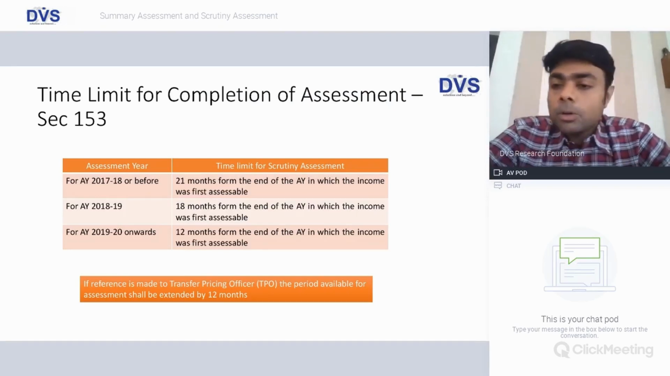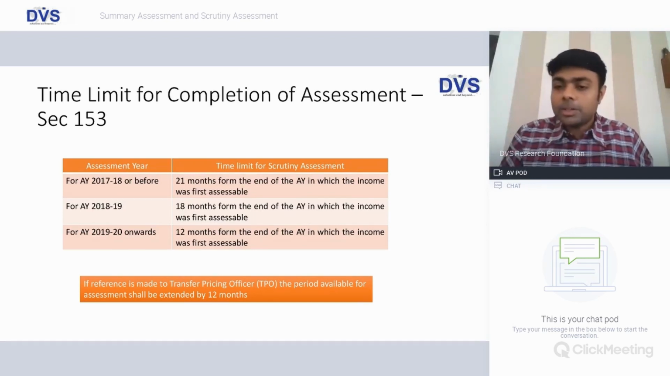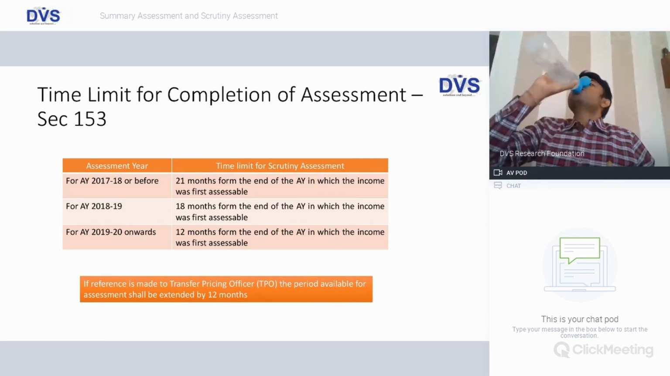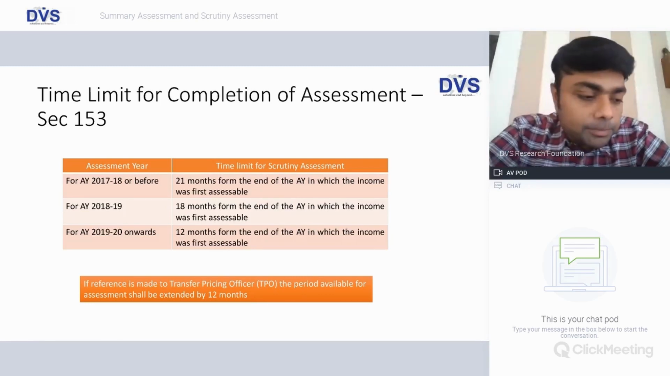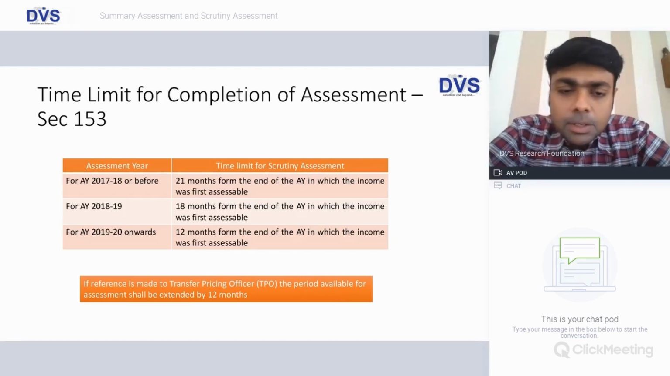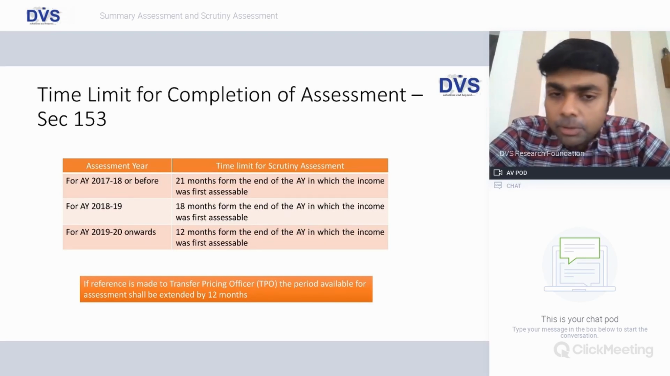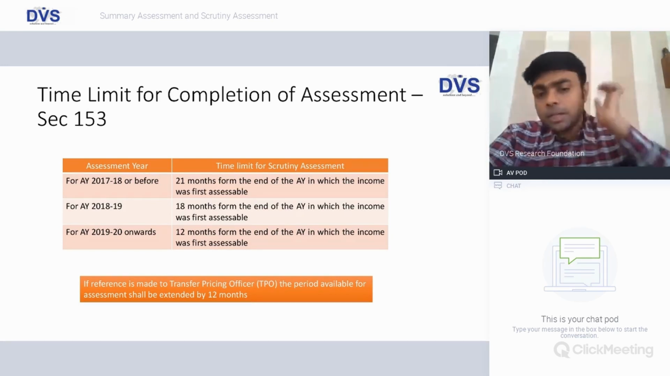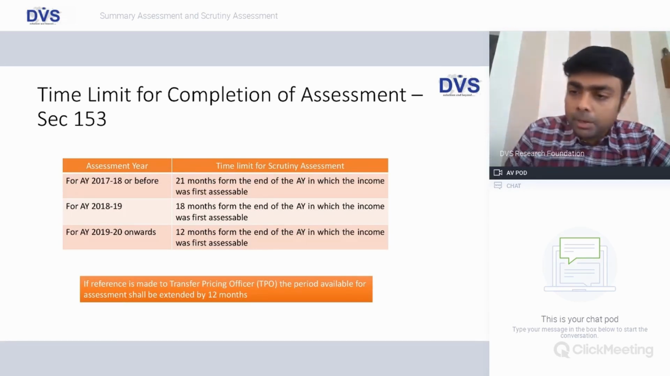Next, what is the time limit for completion? Any assessment obviously has to have a time limit. If you look at a country like India, one of the biggest complaints against the ruling dispensation or any bureaucracy is the time taken for decision making. So as far as scrutiny assessment is concerned, the time frames have significantly come down over a period of time.